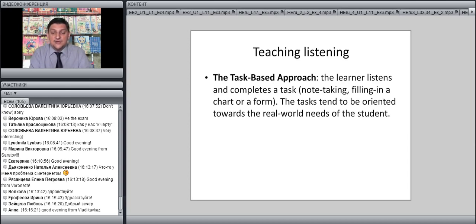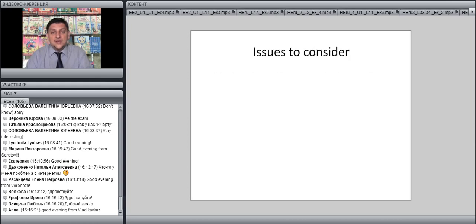And the tasks tend to be oriented towards the real-world needs of the student. But at the same time, although they are oriented towards the real-world needs, they still have a pretty formal nature sometimes. Now, when it comes to teaching listening in general, there are a few issues which we need to consider. The first one is that learners cannot control the speed of delivery or the tempo of speech.